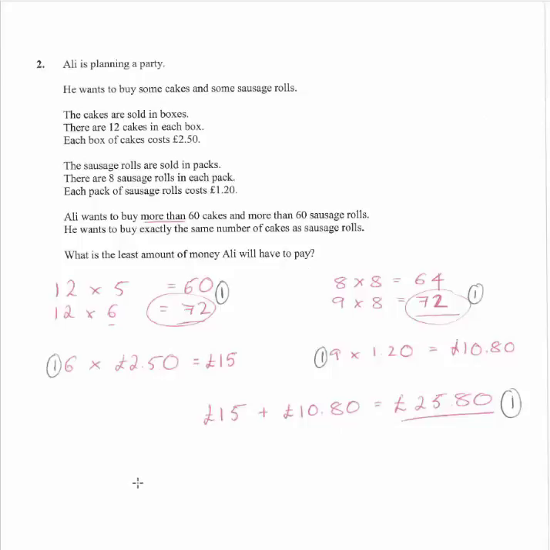Okay, so basically this is a long-winded way of us trying to find out what the lowest common multiple of 12 and 8 is. 12 because that's how many cakes are in a box, and 8 because that's how many sausage rolls are in each pack. Okay, so we want to find the lowest number that both 12 and 8 go into. And you can see from the working out here that the number is 72. 72 is the smallest number that 12 and 8 go into.